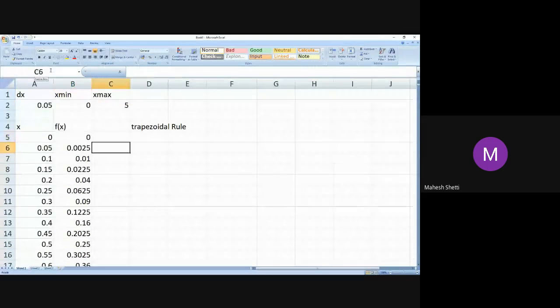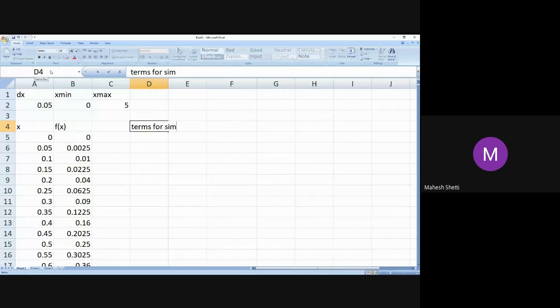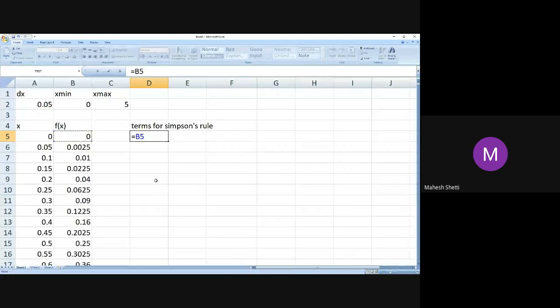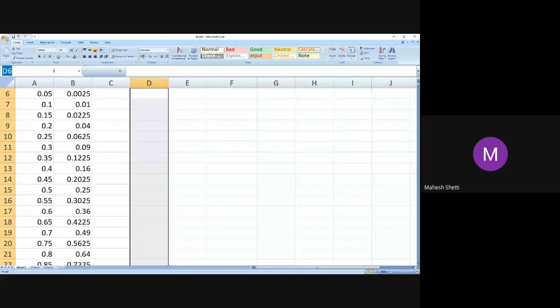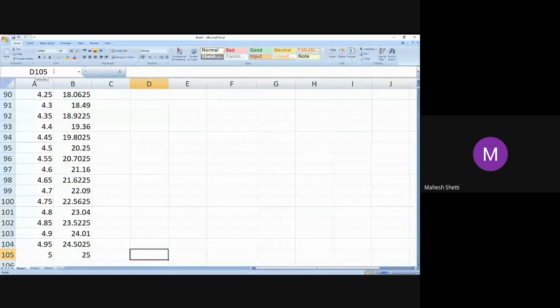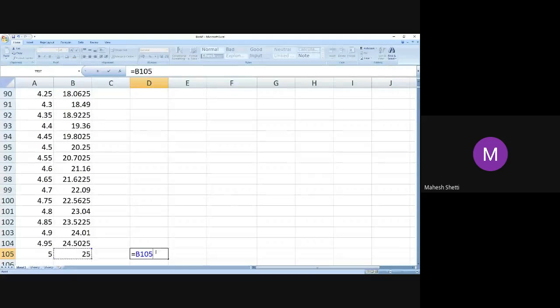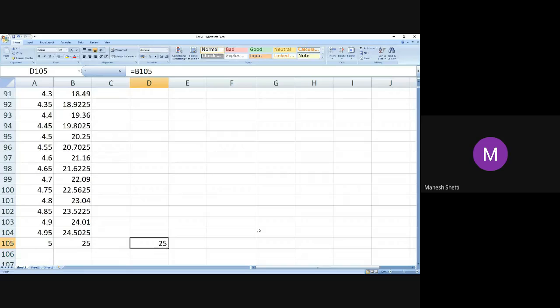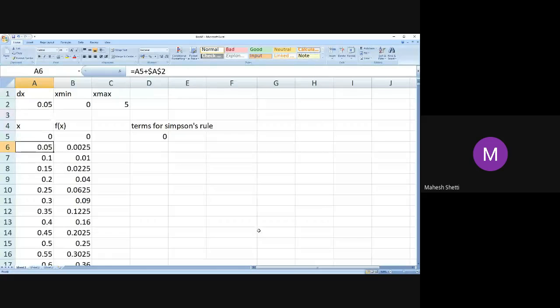Fine. Now I want terms for Simpson's method or Simpson's rule. My first term is going to be as it is. You see, y0 and yn remain as they are. My last term, D105, also will be as it is. I'm going to just write that term as it is. Now I need to bother about which is an odd term and which is an even term. Now that's going to be a tedious job.